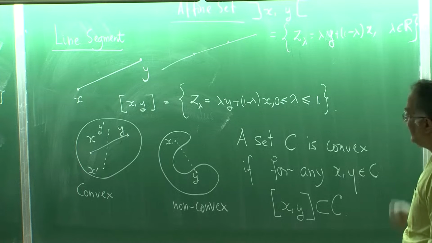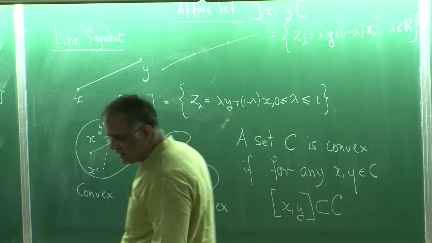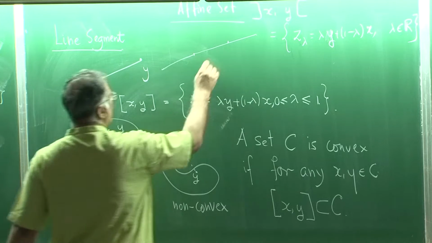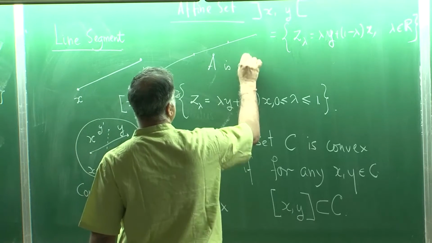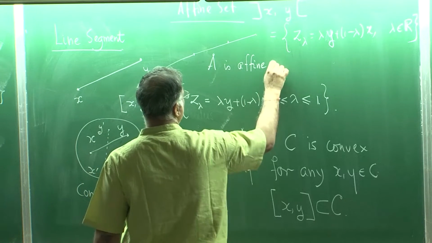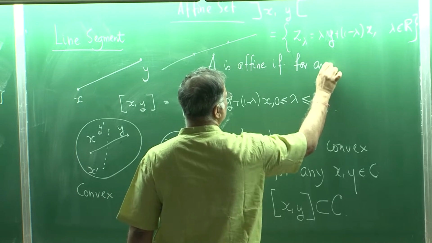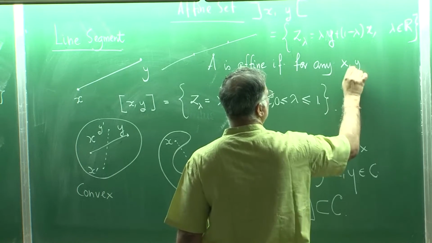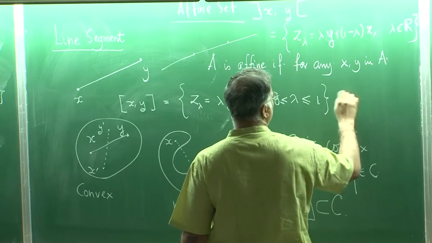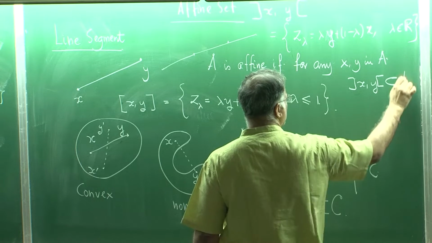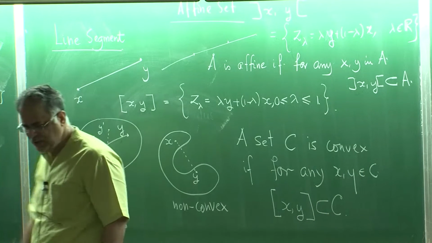So, an affine set is a set which not only contains the line segment, but contains the whole line passing through 2 points x, y. So, A is affine if for any x, y in A, the line passing through them is also a subset of A. That is the meaning of an affine set.